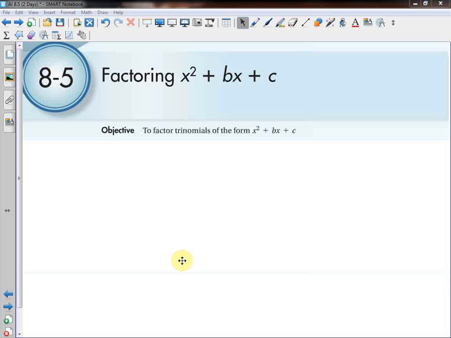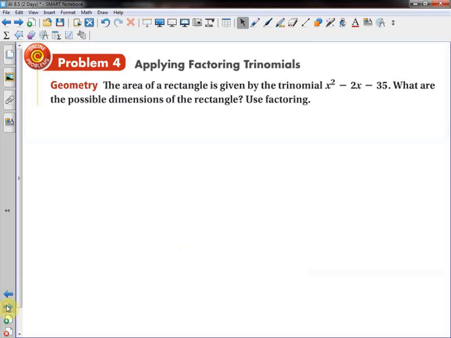So today we're going to talk a little bit more about factoring x squared plus bx plus c. We did like 3 examples last time and we're going to do a couple more today. So first one is we're going to apply this to something that we've dealt with for a few years now, which is geometry and area.